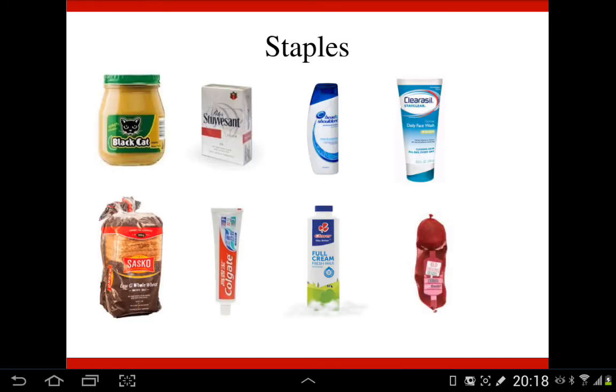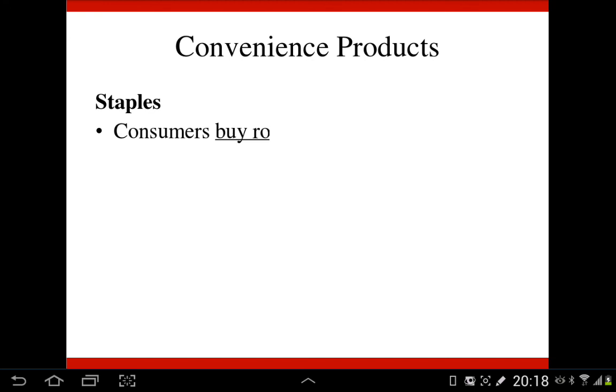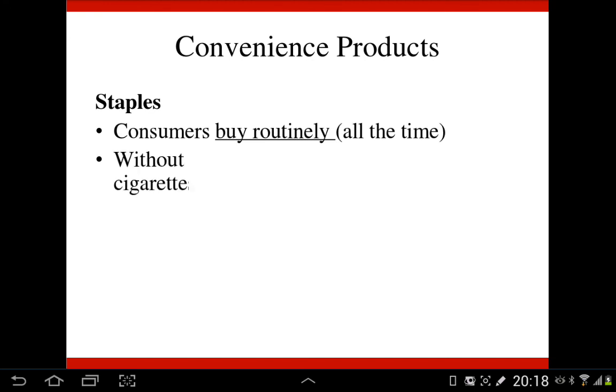Convenience products. Staples. Now, these are examples of staples: cigarettes, peanut butter, shampoo, toothpaste, bread, and so forth. These are things that people buy every single week, every single month. When it's finished, they go and buy a new one. When the milk is finished, they go buy more. They don't think about it, they just go and buy it. When the toothpaste is done, they don't think about it, they just go buy more. Staples, meaning something that they use all the time. Okay, these are things people buy routinely, in a routine, all the time.